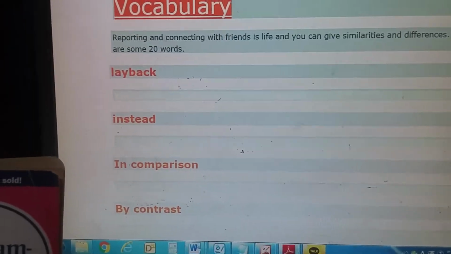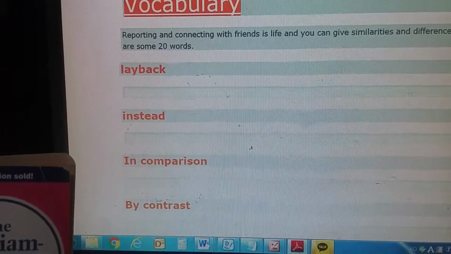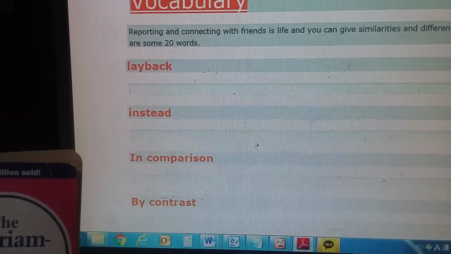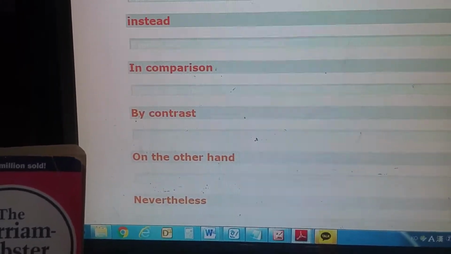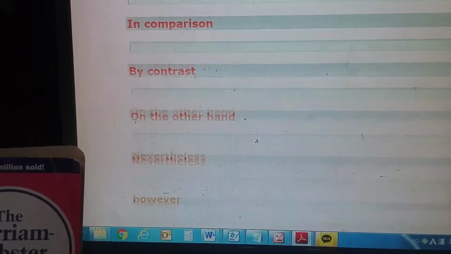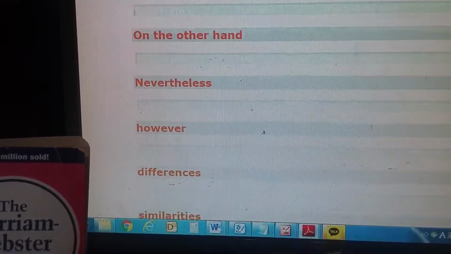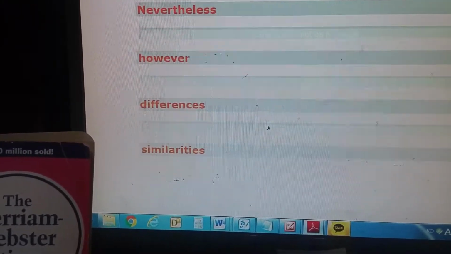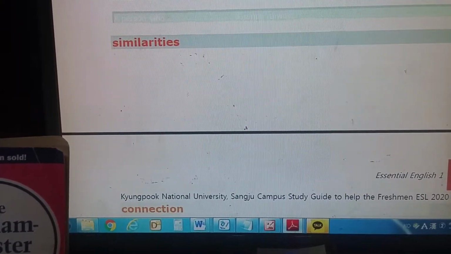Layback. What is layback in Korean? Instead, in comparison, by contrast, on the other hand, nevertheless, however, Korean please. Differences, Korean. Similarities, Korean. We come to the next page, 54.